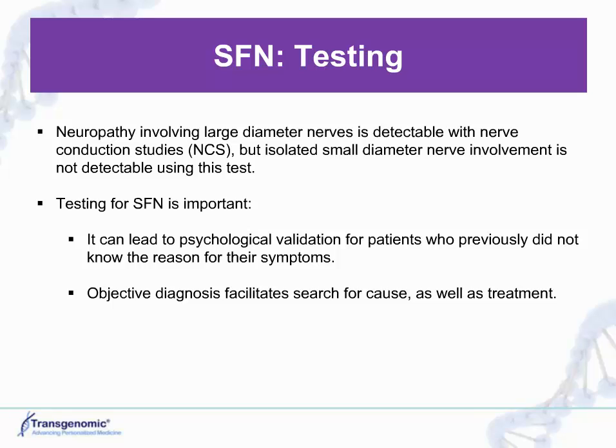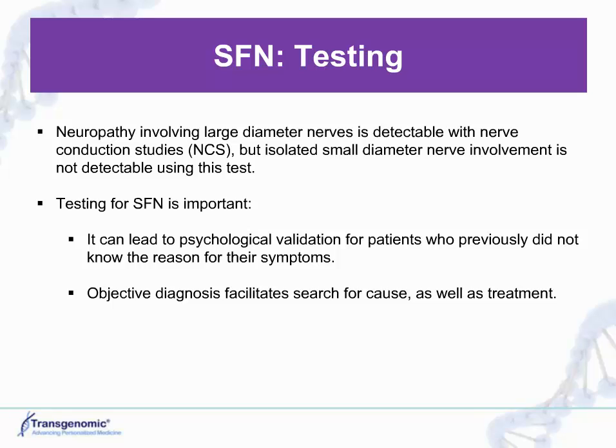So when the clinical suspicion for possible small fiber neuropathy arises, there are certain types of tests which are specifically useful for diagnosing small fiber neuropathy. As you may remember, neuropathy involving large diameter nerves is detectable with nerve conduction studies, but in cases where there is neuropathy that only involves the small diameter nerve fibers, this type of neuropathy is not detectable using nerve conduction studies. There are other tests available for this, which we are about to discuss.